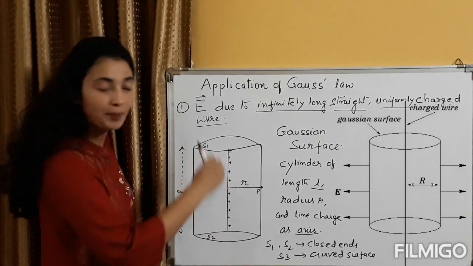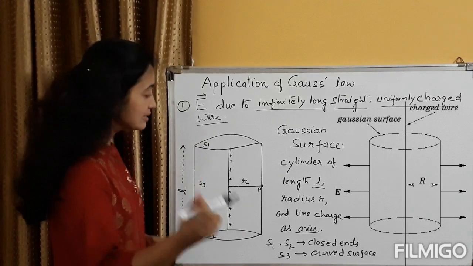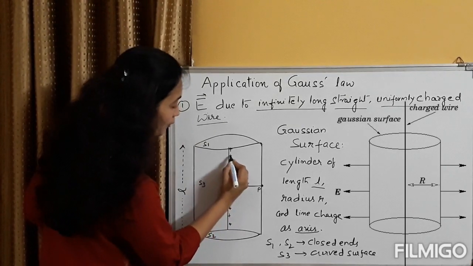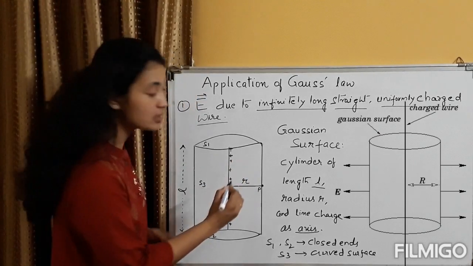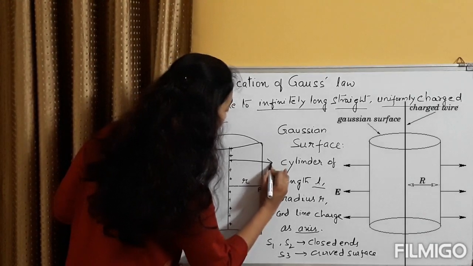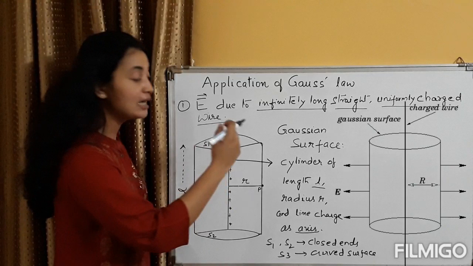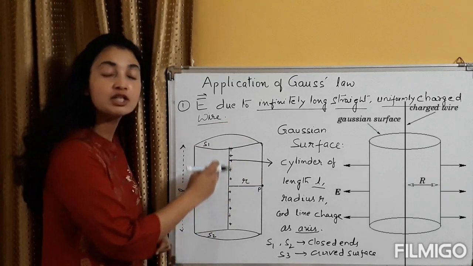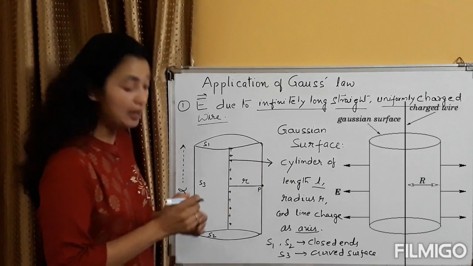S1 and S2, top and bottom, and S3 is the curved surface area of the cylinder. Now what will be the direction of electric field? Obviously the line charge is positive, therefore we are expecting the electric field at all points to be radially outwards. It will be radially outwards if it is a positively charged wire, and if it is a negatively charged wire, then it will be radially inwards.